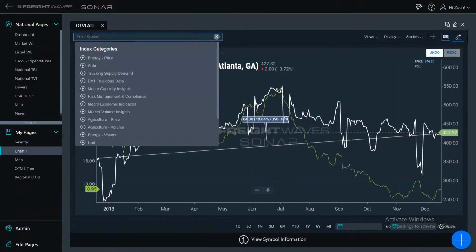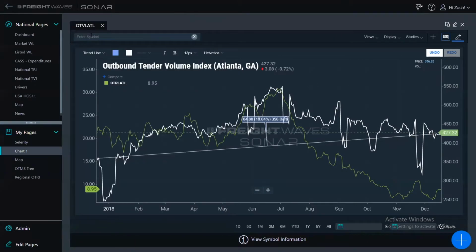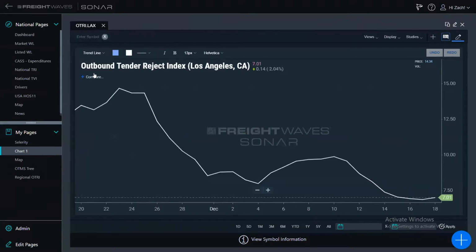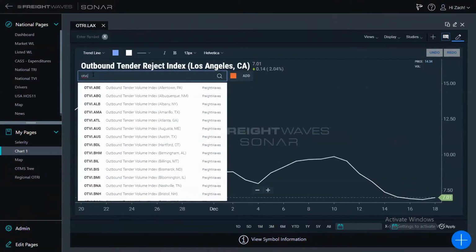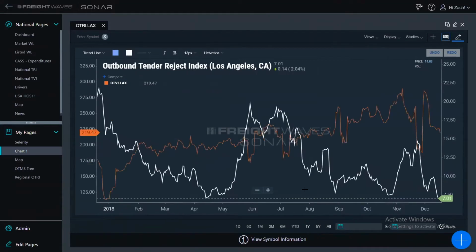But if I pull up Los Angeles and do the same thing, let's just pull up Los Angeles OTRI and OTVI, LAX, and pull out to a year. A very crazy chart. Yeah. Nobody knows what to do with Los Angeles. It is a very stable yet unstable market at the same time.